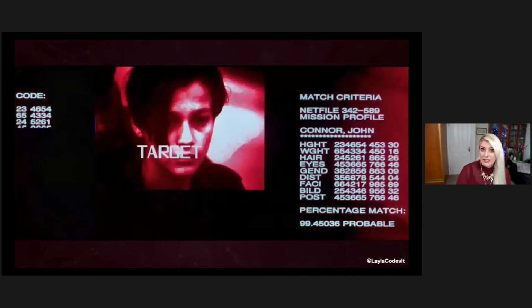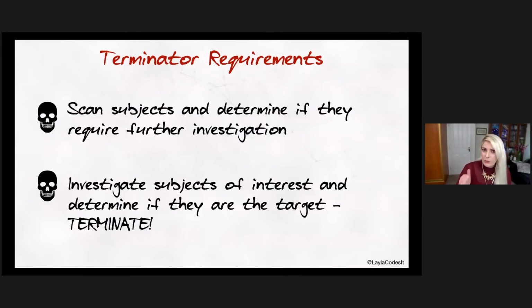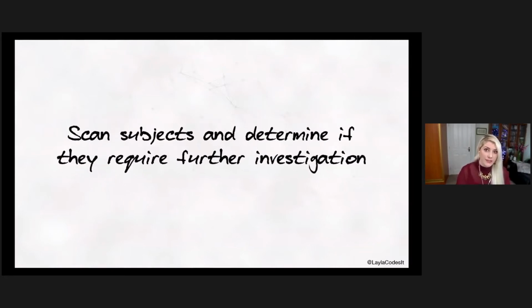Because what we can identify from that is that we were looking at a boy on a bike and we needed to identify him. So those are our Terminator requirements. First one is scan subjects and determine if they require further investigation, and investigate subjects of interest and determine if they are the target, and if they are, terminate. Very important. But we are going to focus on this first one, scan subjects and determine if they require further investigation. So we don't want to go investigating everyone we see. We just want potential suspects.